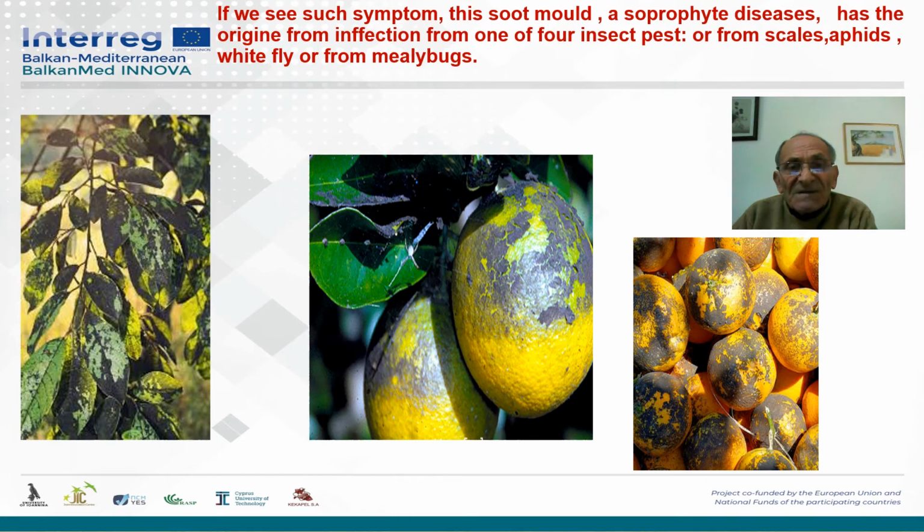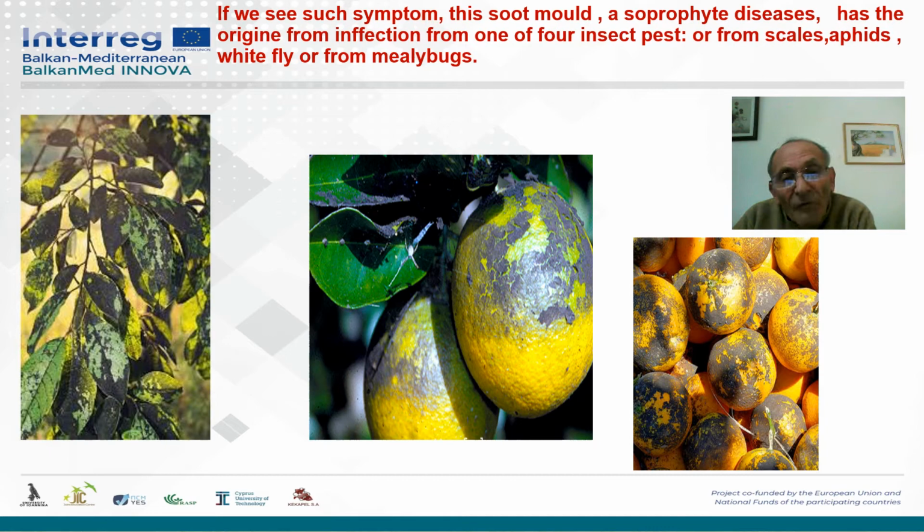If we see such symptoms, this soot mold, a saprophyte disease is on the fruits. These saprophyte diseases with black color have their origin in infection from one of the four insects as I mentioned above: scale, aphids, whitefly, or mealybugs.